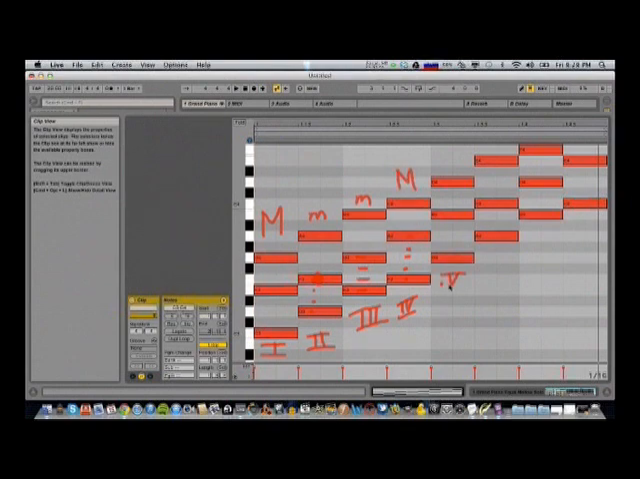How about the 5 chord? 1, 2, 3, 4, 5. This one is also major. All right, how about the 6 chord? 1, 2, 3, 4. This one is minor. I'm going to write that down here. Over here we have the 7 chord.